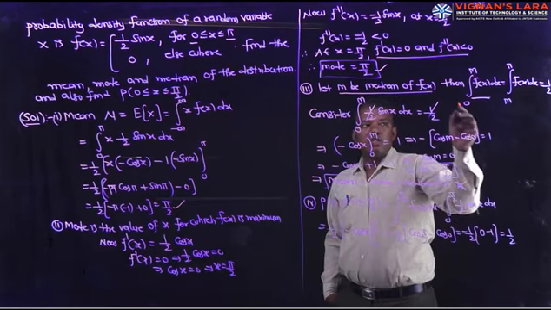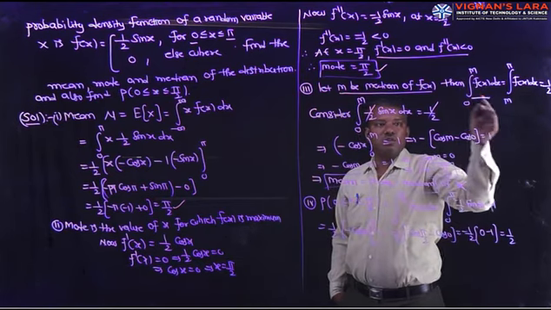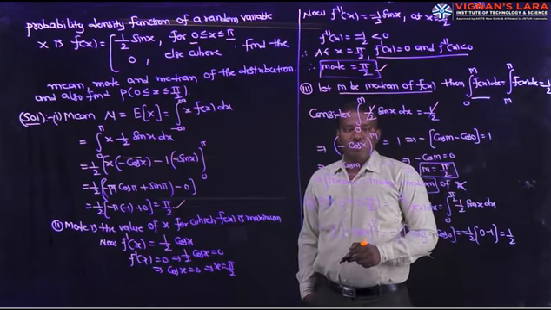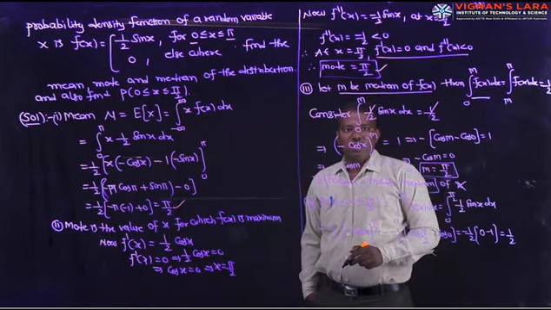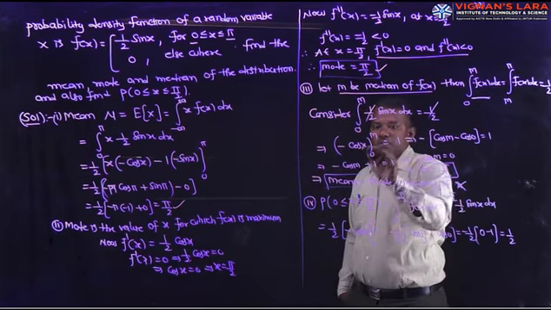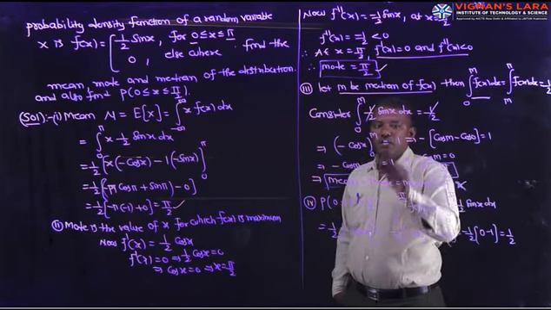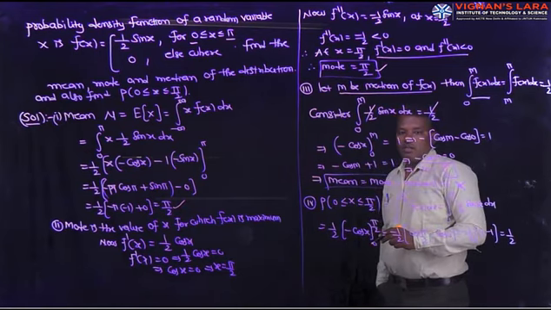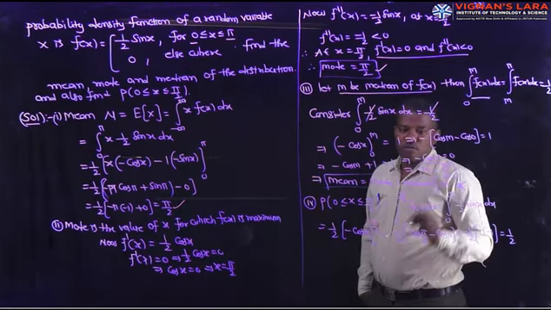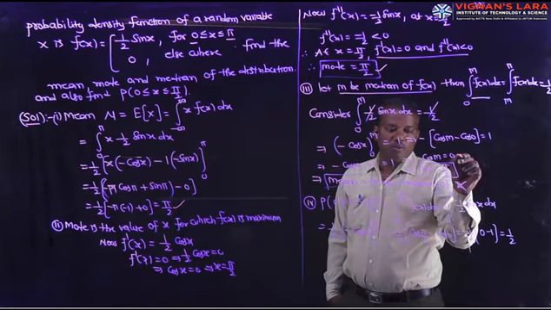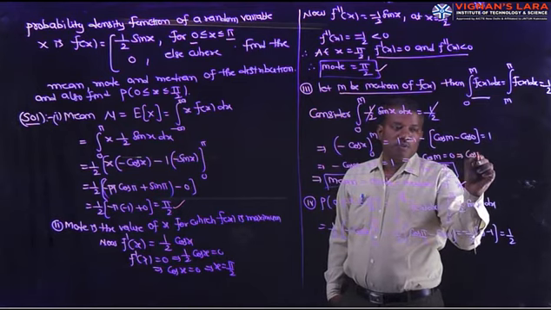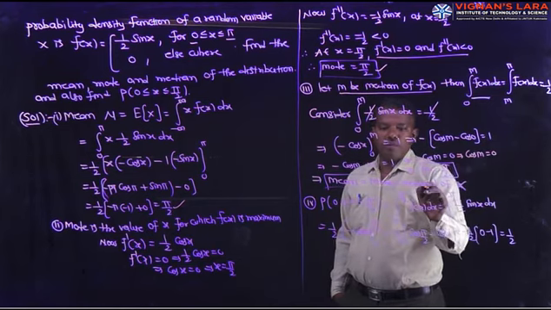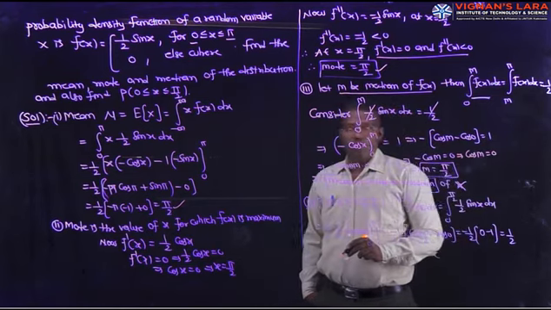So consider the integral 0 to m of f of x dx equal to 1 by 2. What is f of x here? 1 by 2 sin x. So on both sides 1 by 2 cancels, and the integration of sin x, minus cos x, between 0 to m equals 1. Then simplify. It is cos m equal to 0. Cos m equal to 0 means m is pi by 2. So mean equals mode equals median of the random variable.